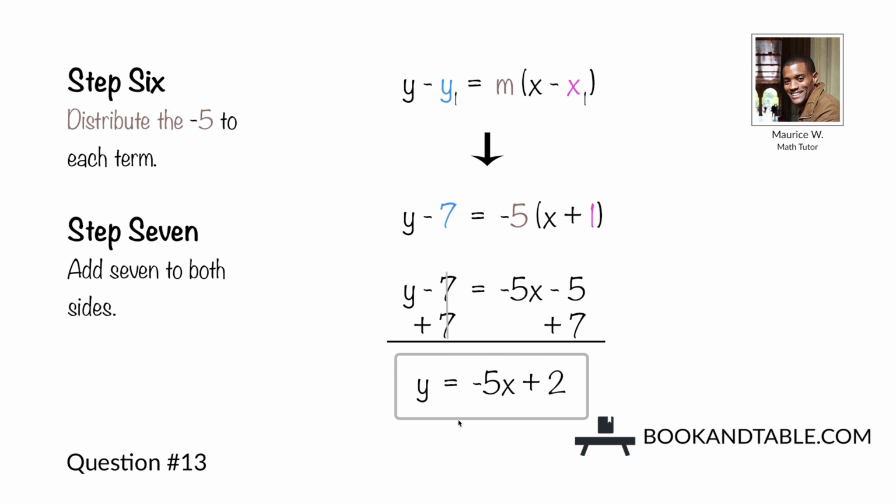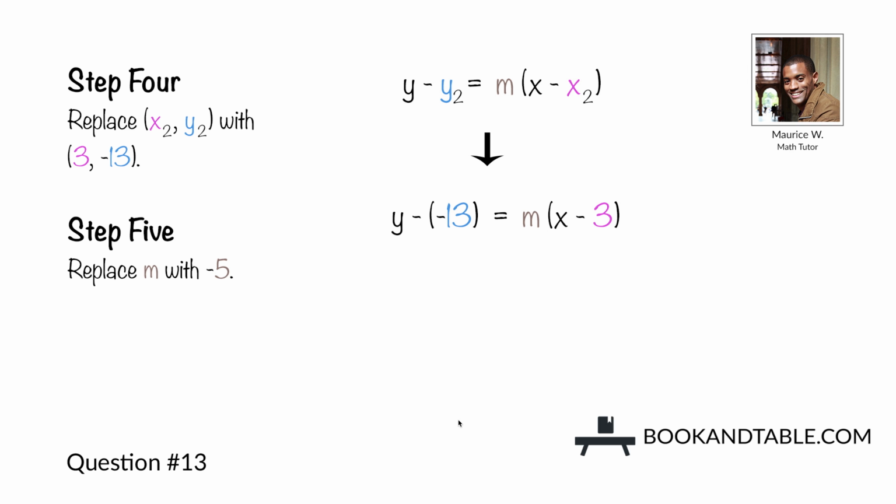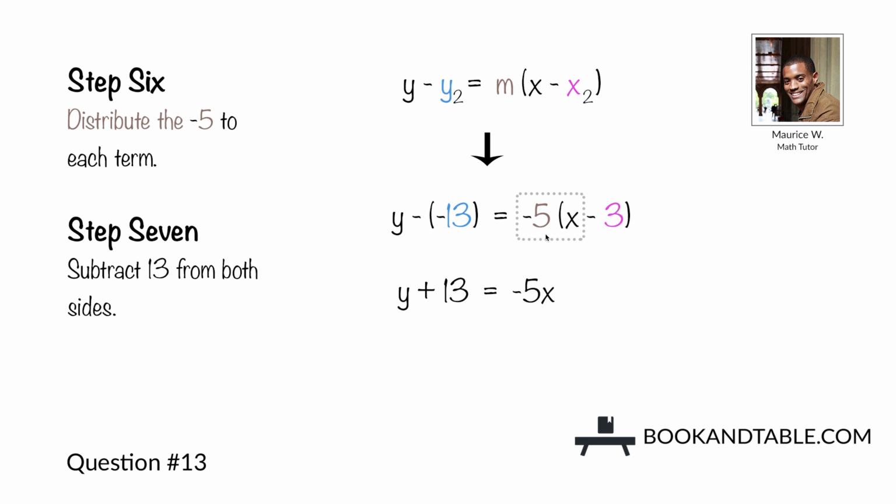And you will get the same equation if you use the second coordinate provided instead, 3, -13. So step 4 would be replace x2 with 3. And to replace y2 with -13. Step 5, replace m with -5. And now step 6, distribute the -5 to each term here. -5 times x is -5x. -5 times -3 is +15.